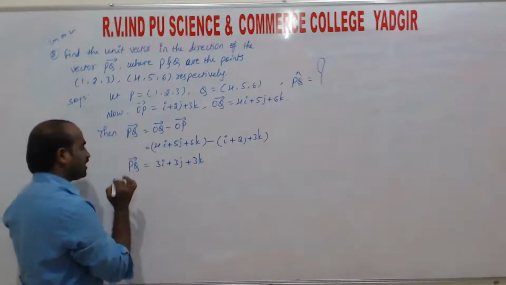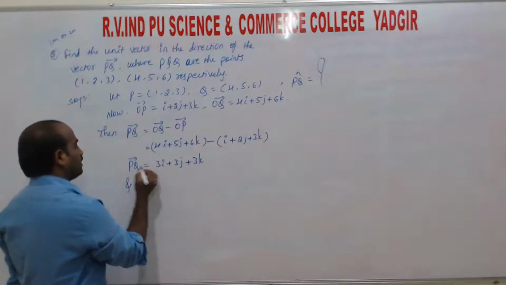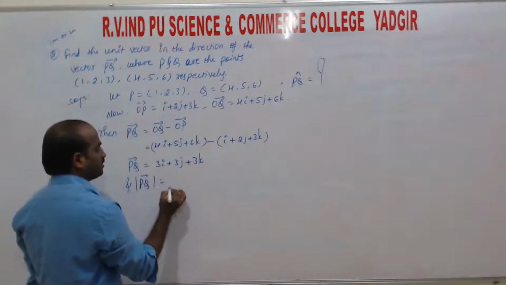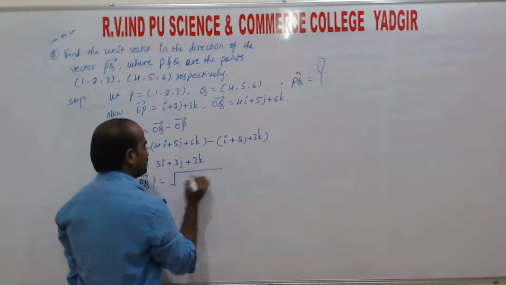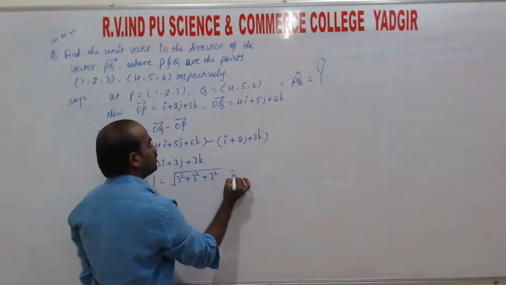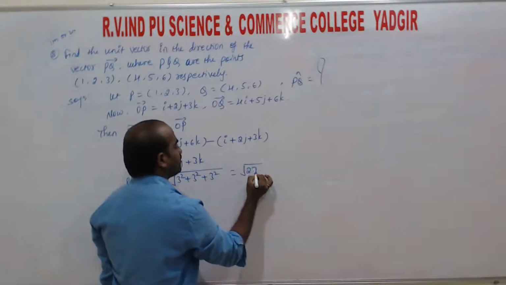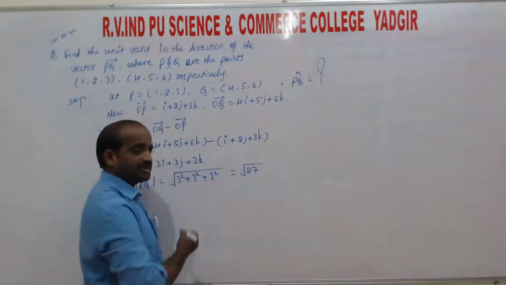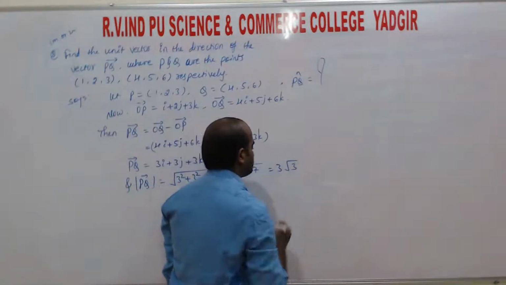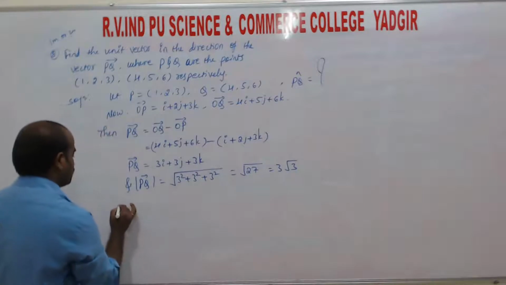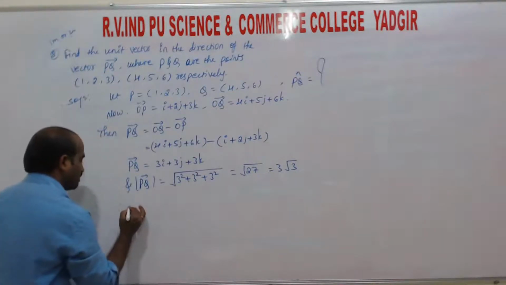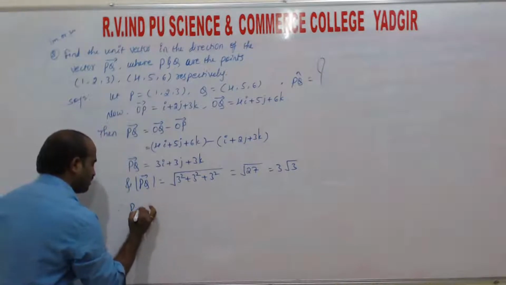And you have to find the magnitude of PQ vector. Root of 3 square plus 3 square plus 3 square, root 27, since 9 plus 9 plus 9 is 27. That is 3 root 3. Therefore, the required unit vector is PQ cap.